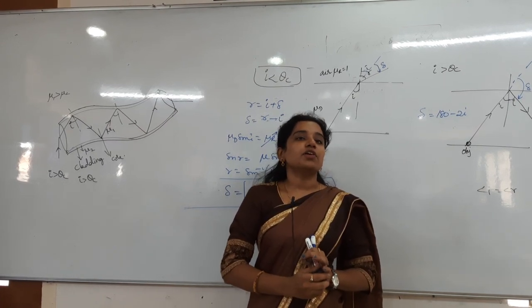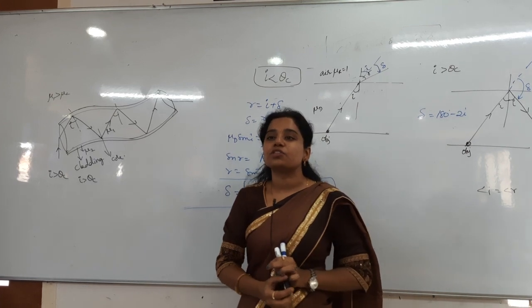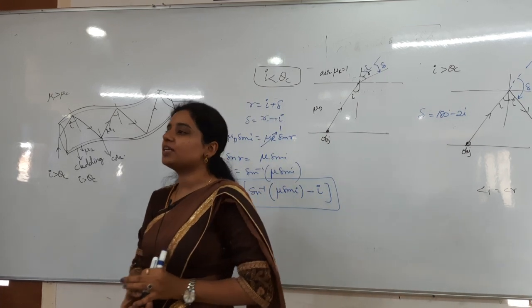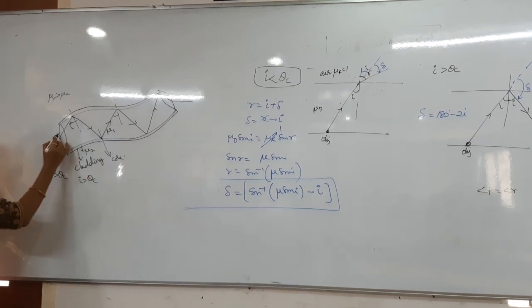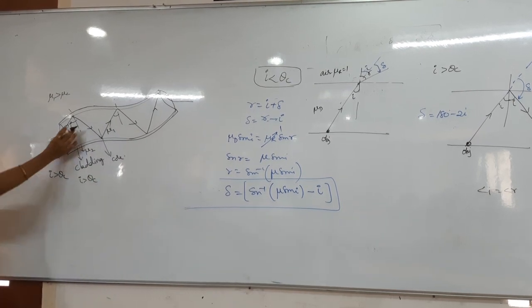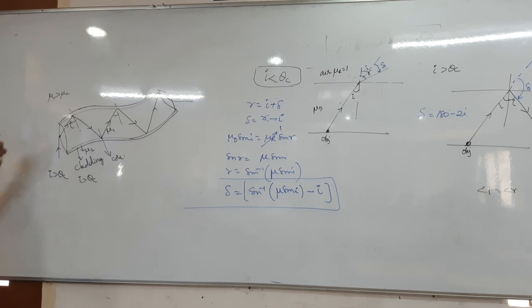For total internal reflection, what should happen? The source should be placed in the denser medium. So, this is the source here. This first ray is the source. That source should be placed in the denser medium only. So, only the core refractive index is more than the cladding refractive index.